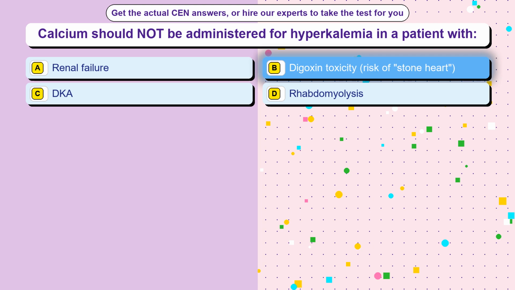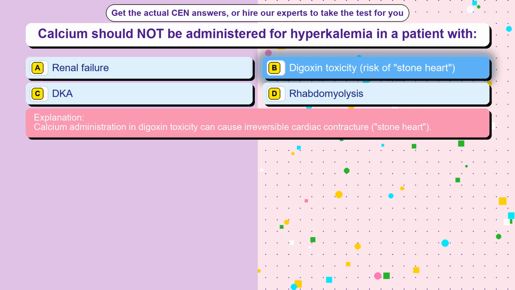The correct answer is option B. Digoxin toxicity, risk of stone heart. Calcium administration in digoxin toxicity can cause irreversible cardiac contracture, stone heart.